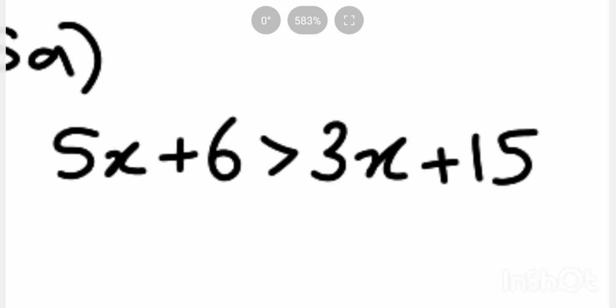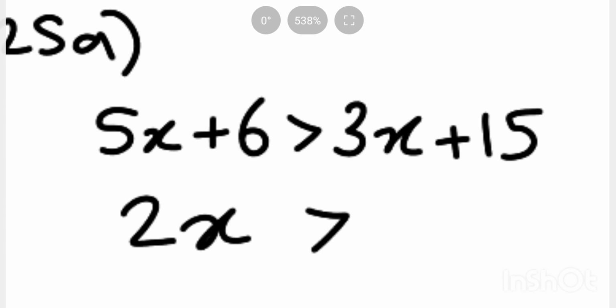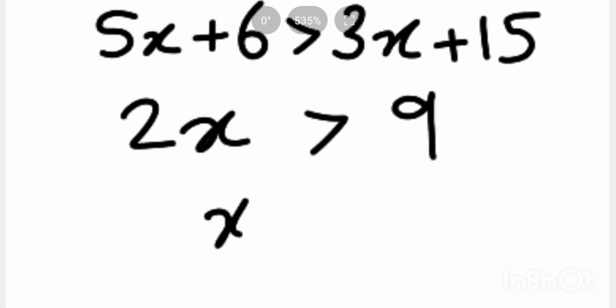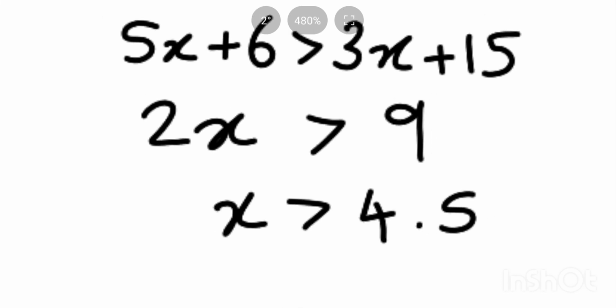So we solve this like a normal equation, but obviously we have got inequalities, so you'd keep the inequality sign. If we bring the x's to the left-hand side and the numbers on the right, that would be 2x on the left side, and on the right side it would be 15 minus 6, so 9, and then you divide by 2, so x would be greater than 4.5. That's 25a.